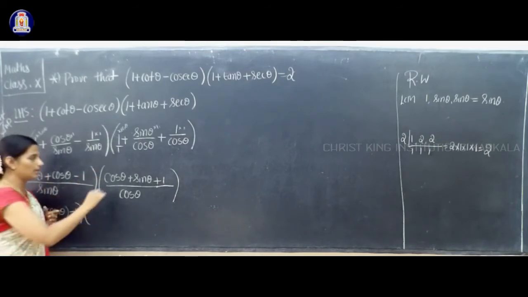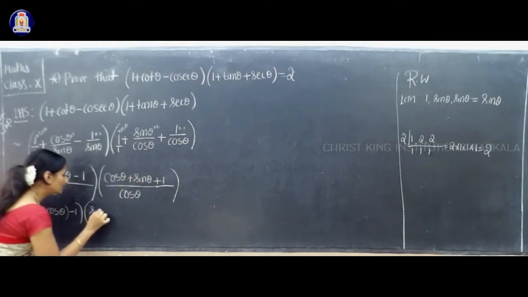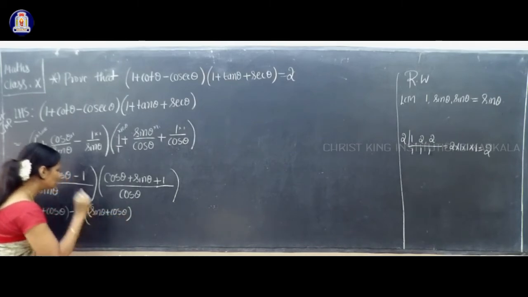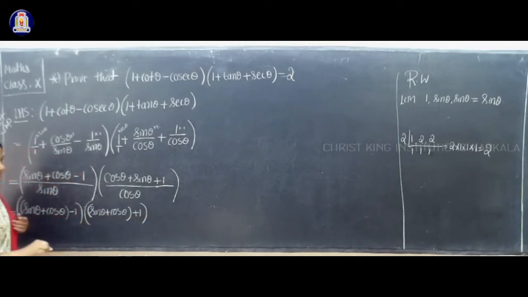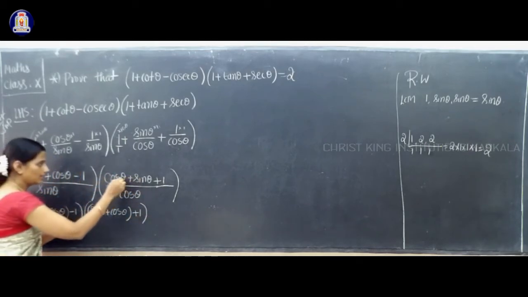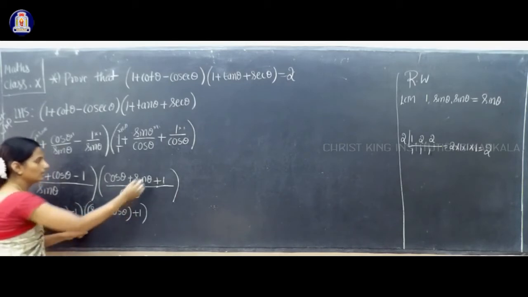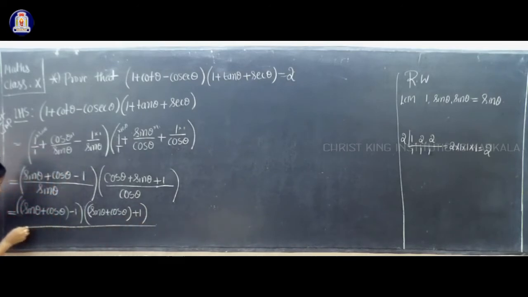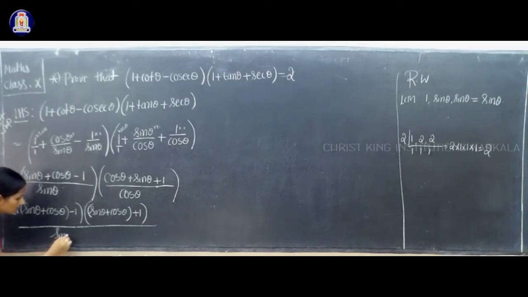Now one more, this one. So which one to combine? Cos theta plus sin theta. Otherwise I will write here sin theta plus cos theta, this as together plus 1, and close the second bracket. Sin theta plus cos theta as 1, that means combine, plus 1, and this close bracket, whole divided by sin theta into cos theta.